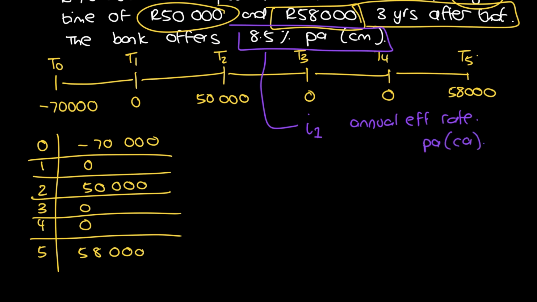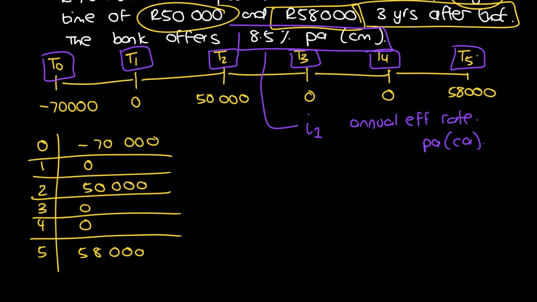So we want to match the time period. Our time periods were in years. We need our interest to be represented in the same time period as our investments. So we need to first convert it to I1, or the annual effective interest rate. So let's do that first and store it into our calculator.